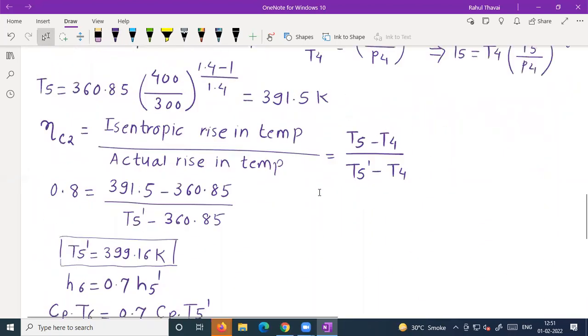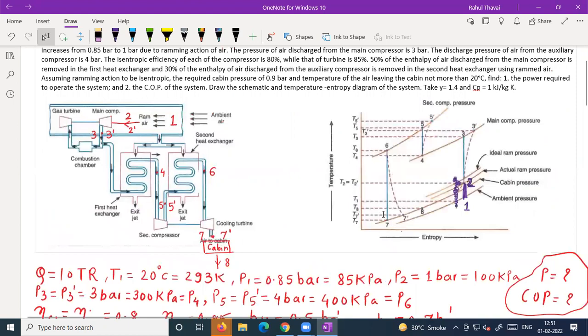Now we got the temperature at point number 7. Now we should also calculate the temperature at point number 7 dash. 6 to 7 is 100% efficiency; 6 to 7 dash is less than 100% efficiency. Both 6 to 7 and 6 to 7 dash occur in a turbine, but 6 to 7 is the ideal expansion and 6 to 7 dash is the actual expansion.